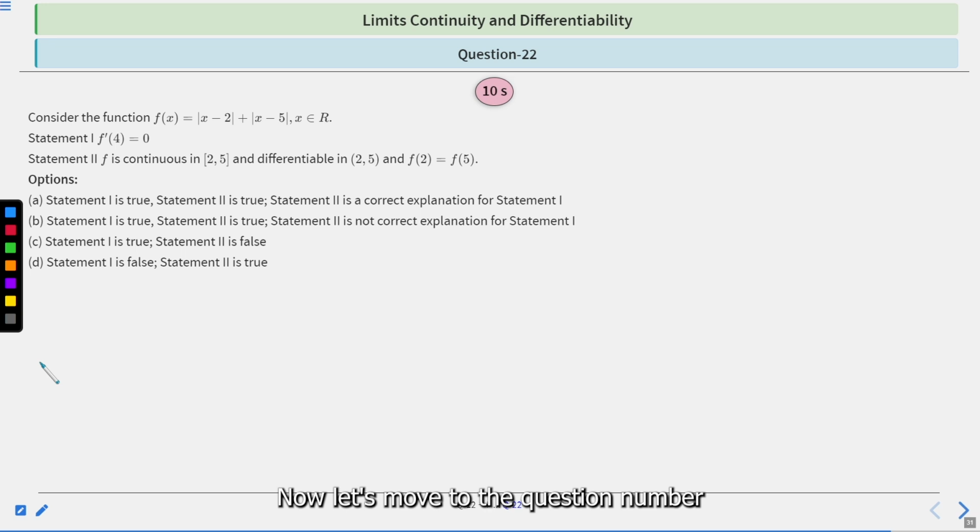Now let's move to question number 22, which says: consider the function f(x) equal to mod(x minus 2) plus mod(x minus 5), x belongs to R, and statement 1 says that f'(0) equals f'(4) equals 0, and statement 2 says that f is continuous in [2,5] and differentiable in (2,5), and f(2) is equal to f(5). Clear? So you have to find whether statement 1 is true or not, whether statement 2 is true or not, and whether statement 2 is a correct explanation of statement 1 or not. So you have 10 seconds to solve this question. After 10 seconds, we will discuss the solution.